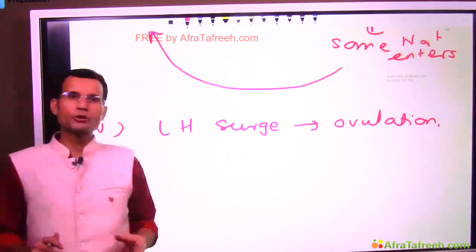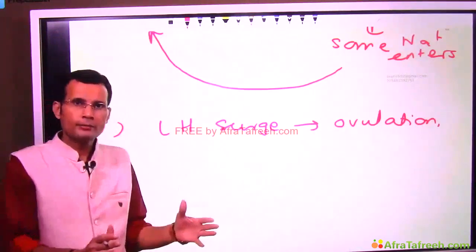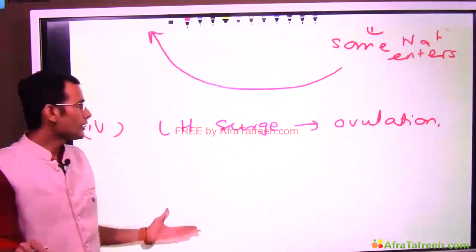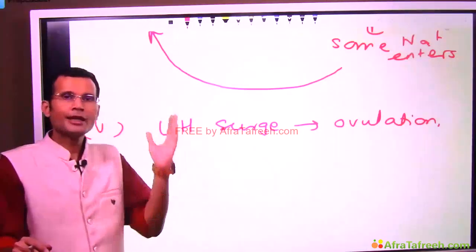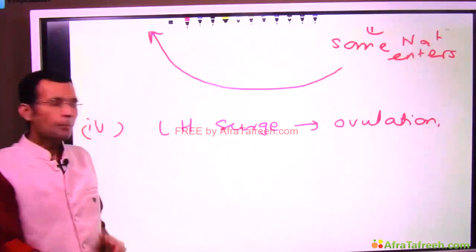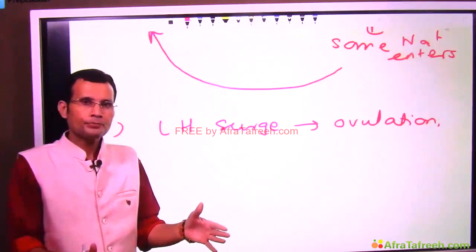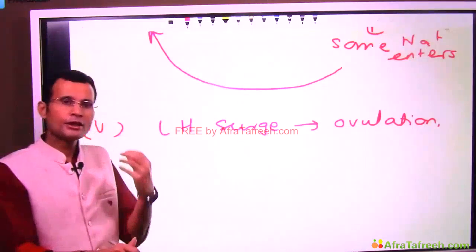Then LH surge leading to ovulation. Another example of positive feedback. Look, during the first few days of the cycle, the estrogen exerts a negative feedback on LH. Estrogen keeps the LH level suppressed. But during the mid portion of the cycle, instead of negative feedback, estrogen will start exerting a positive feedback.